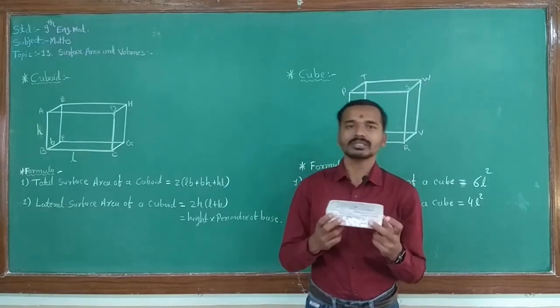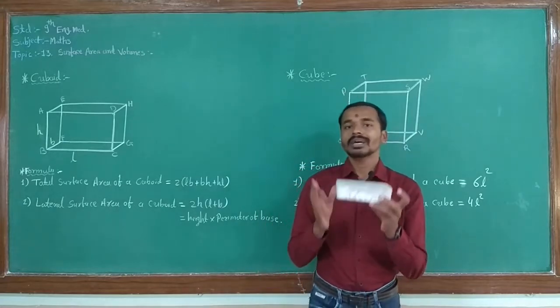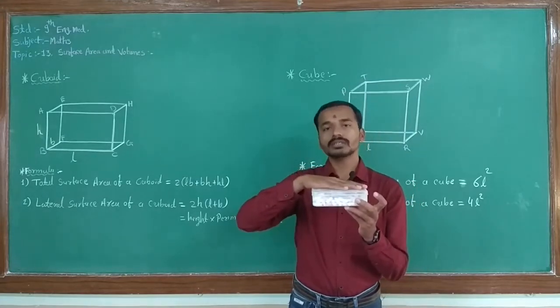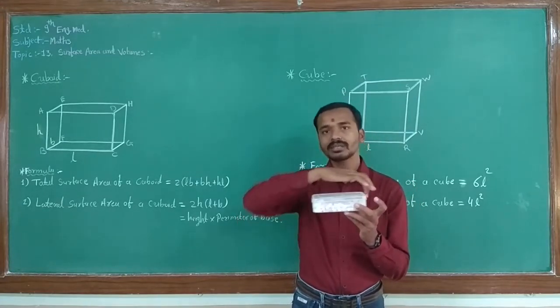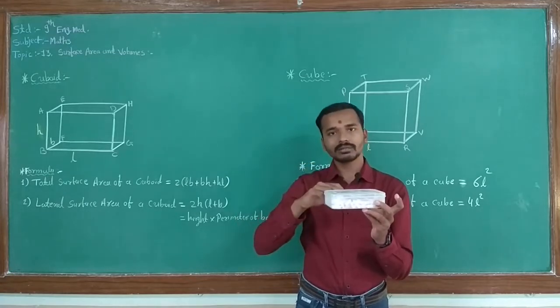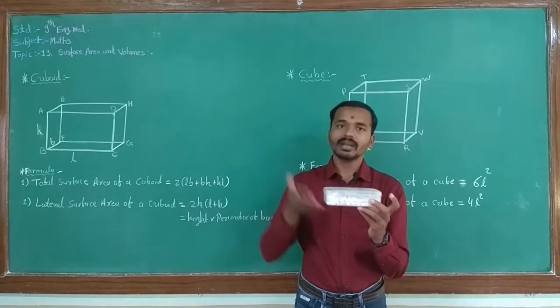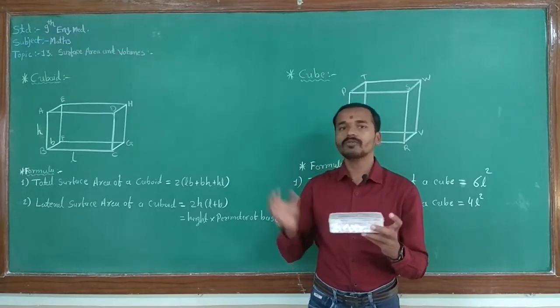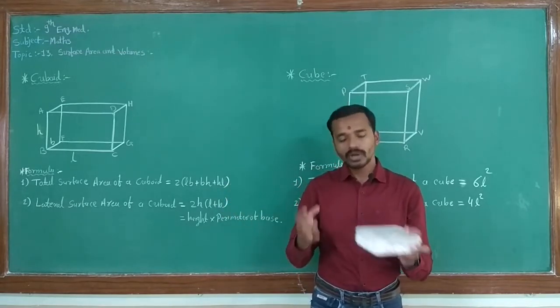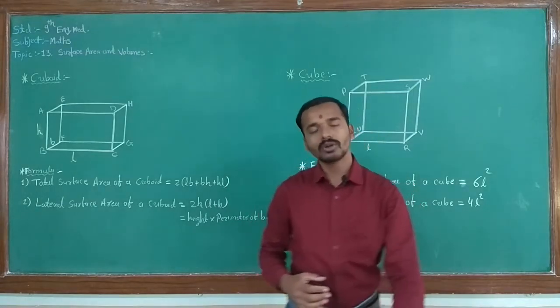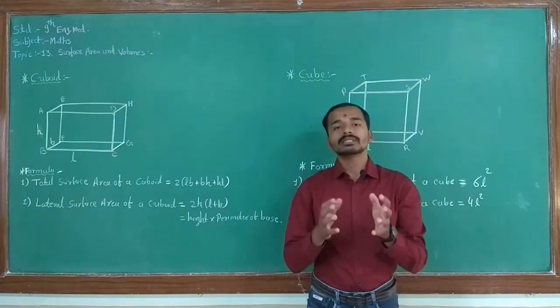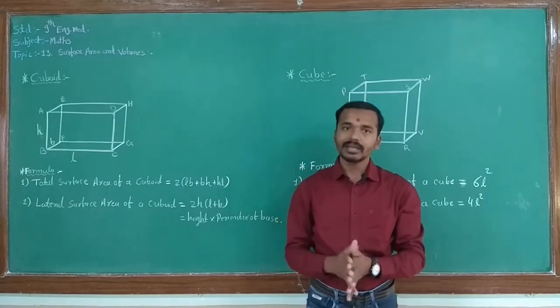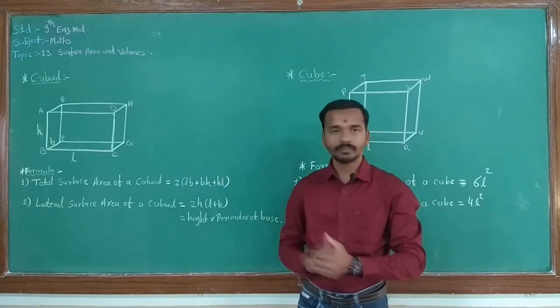How can you consider it as a cuboid? Because it has 6 sides. Which are the 6 sides? All these 4 sides, and the top side and the bottom side. And all 6 sides are rectangles. Clear? So any particular three-dimensional object which is made of 6 rectangular sides is known as a cuboid.